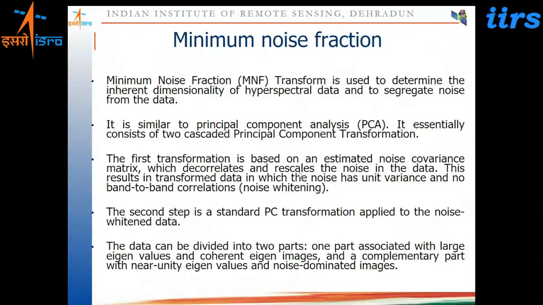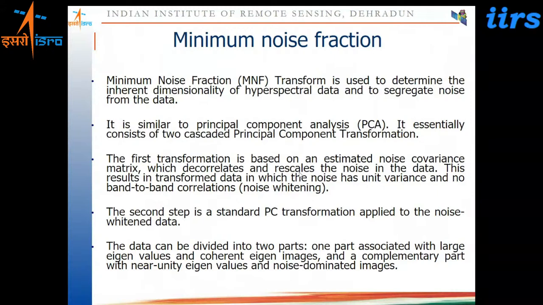In the first process, where the noise segregation is done, we have to estimate the noise covariance matrix, which decorrelates and rescales the noise present in the data. As a result, we get transformed data which has less noise. All the noisy data has no band-to-band correlations, and its variance is unity. So all the data with unit variance is noisy, and we have to subset it out.